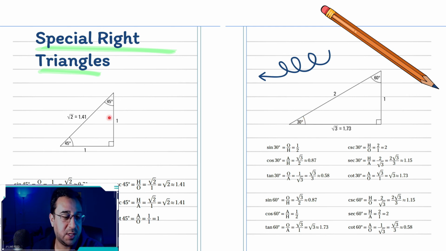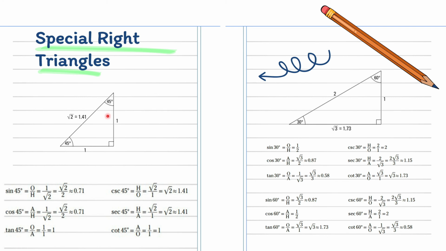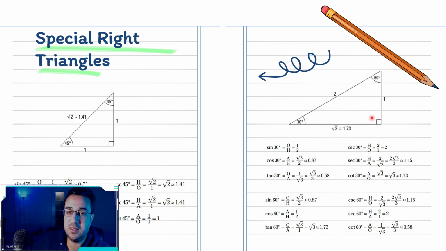Now, how do the sine, cosine, tan, cotan, cosecant, and secant look for those triangles? For the 45 degrees right triangle, the sine of the angle 45 degrees is the opposite over the hypo. So if we are talking about this angle, the opposite is 1, the hypo is the square root of 2, which equals 0.71. Cosine of 45, if we're talking about this angle, is the adjacent over the hypo, which is the same as the sine. The tan is the opposite over the adjacent, which is 1 over 1, equals 1. Cosecant, secant, cotan, etc.